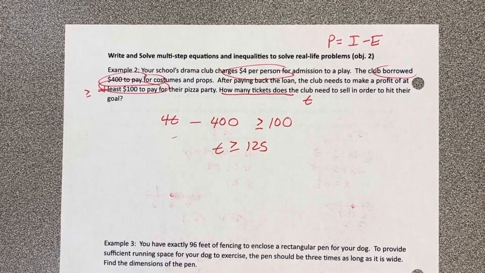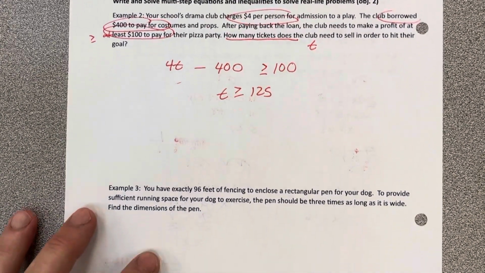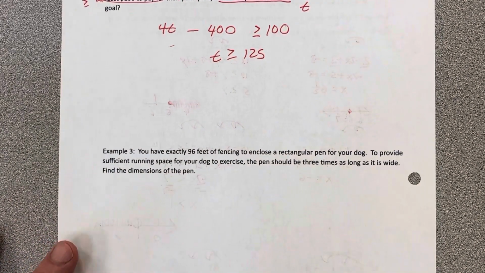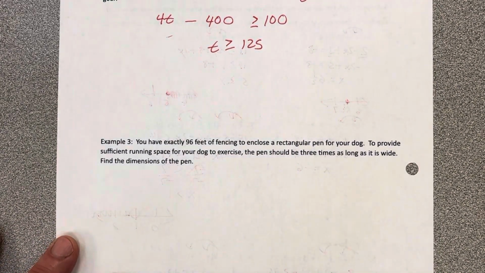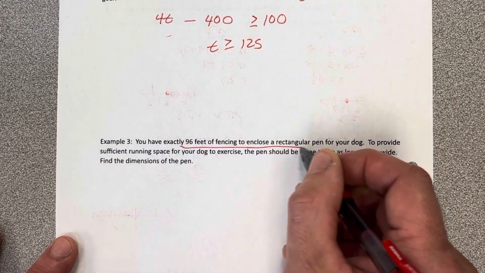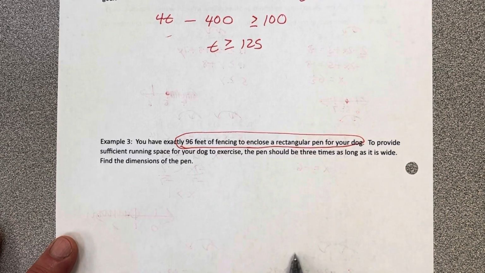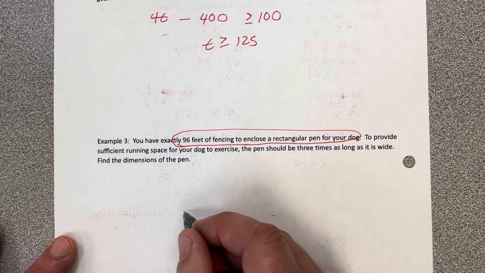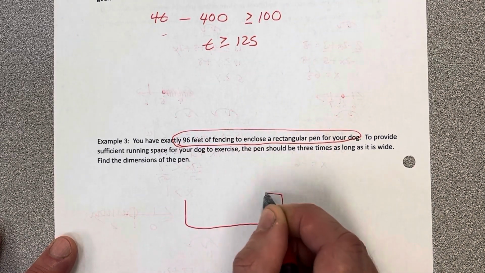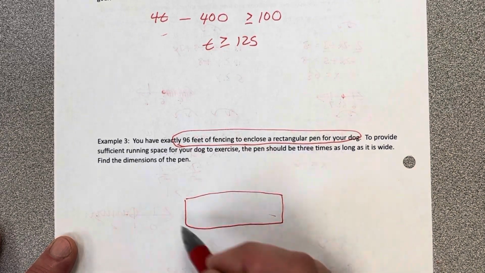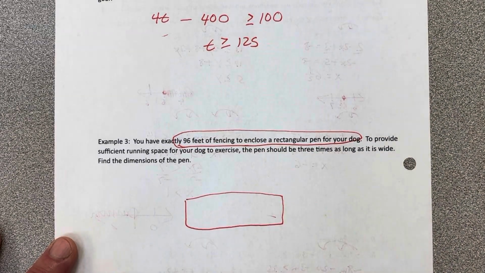All right. For example 3, you have exactly 96 feet of fencing to enclose a rectangular pen for your dog. Okay, that's a lot of information there. 96 feet of fencing. So fencing's going around. I'm going to draw a picture. Rectangular fence. So, okay, that's perimeter. Basically, our perimeter is going to be 96 feet.